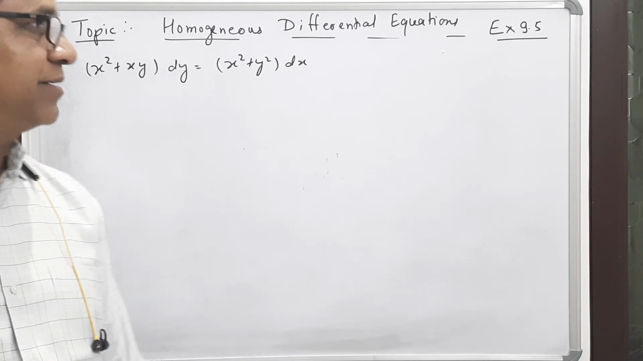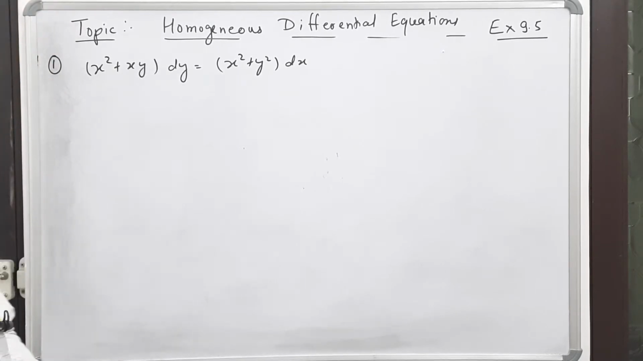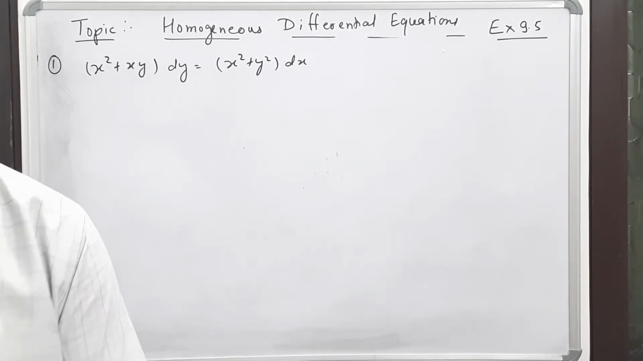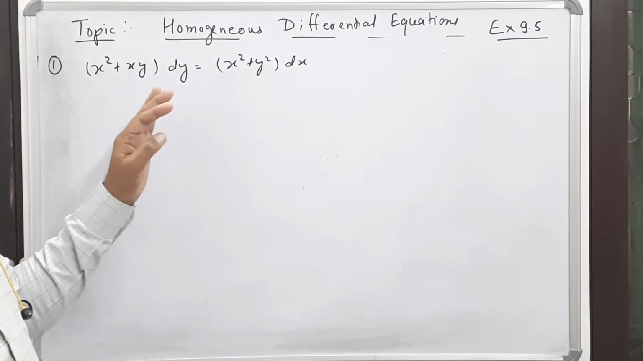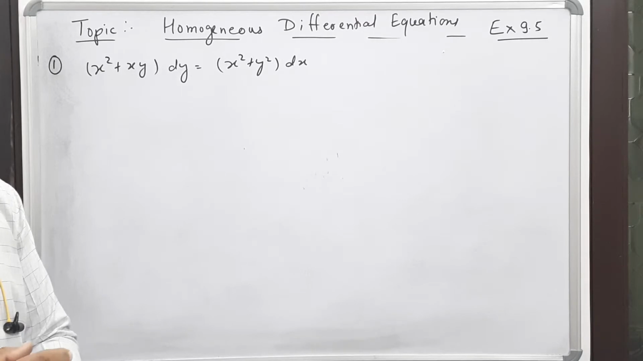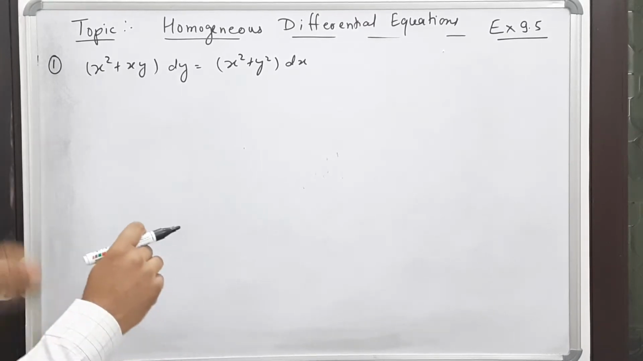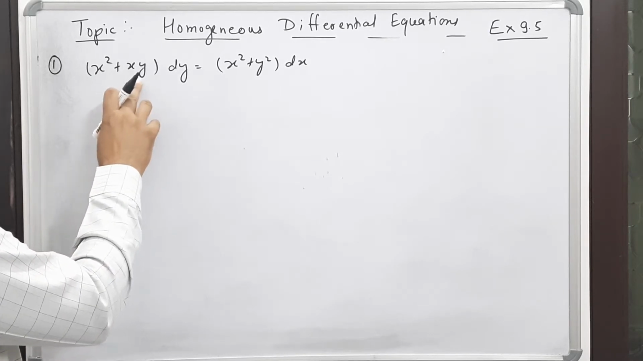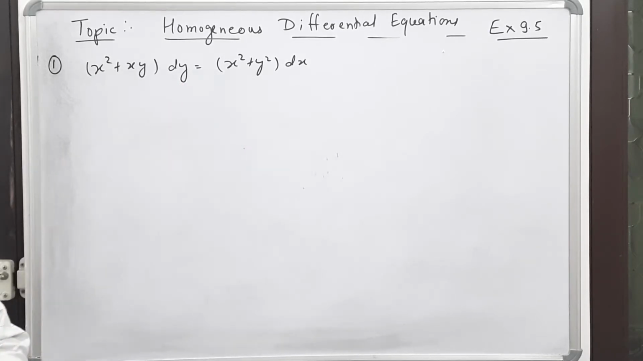Hello dear students, in this video I am explaining the concept of homogeneous differential equations. This type of problem can be easily identified in the examination. The reason is, the power on x is 2, here also it is 2, here 2, here 2, meaning the degree of each term is 2. In this way we identify a homogeneous differential equation.